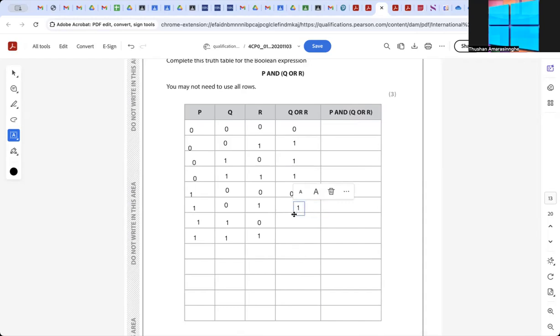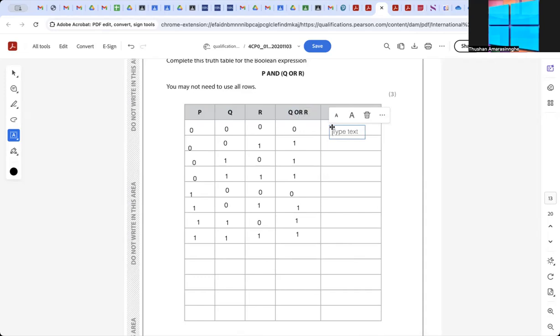Carefully do this. 1, 1, and 1. So I'm doing Q and R. Q, O, R. Only two columns. Then P and whatever answer you got. P times this, right? P times this column.